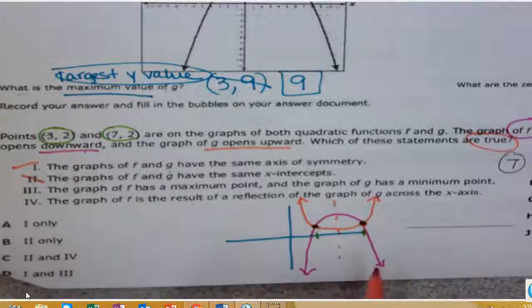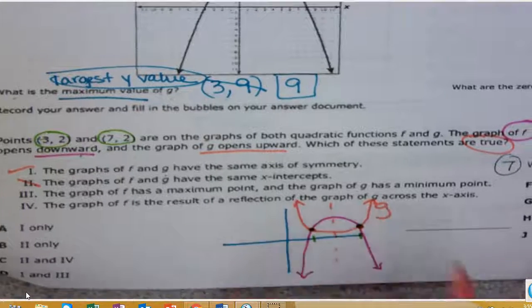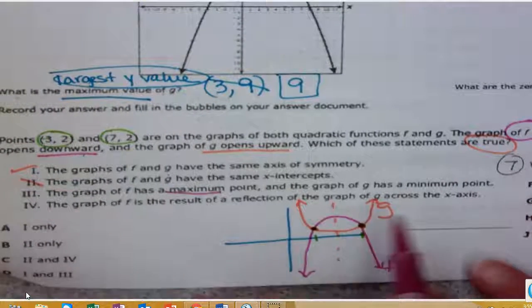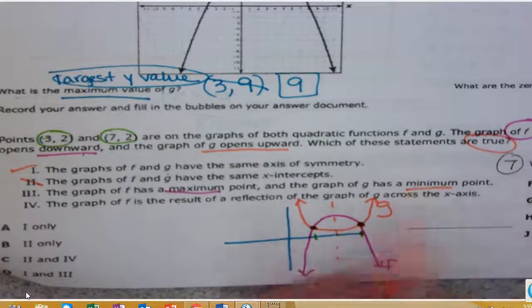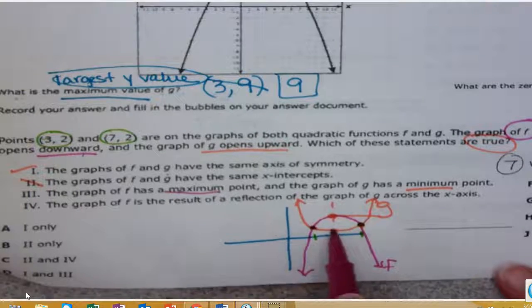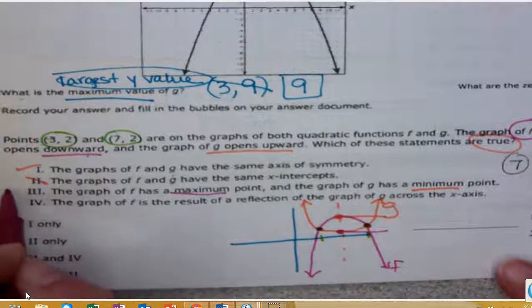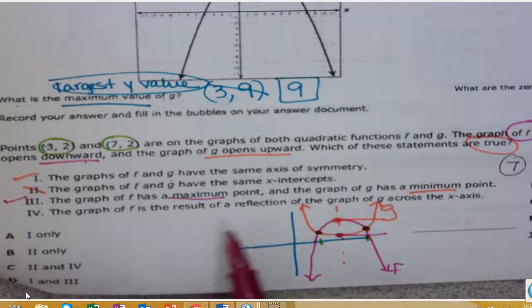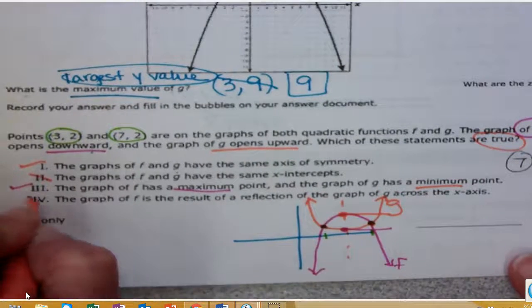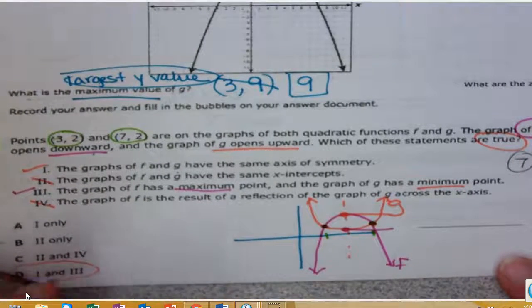The graph of f, which is my pink, this is g, the graph of f has a maximum point, and the graph of g has a minimum point. Is that true? This is a maximum, and yes, this is a minimum. So that is true. And the graph of f is a reflection of g across the x-axis. Well, we don't know that because it does not reflect across the x-axis. It is not a perfect reflection. So we're going to say no to that. So the answer is 1 and 3.